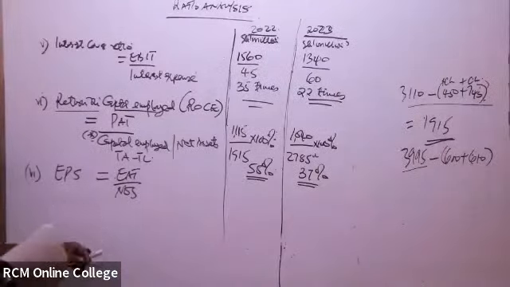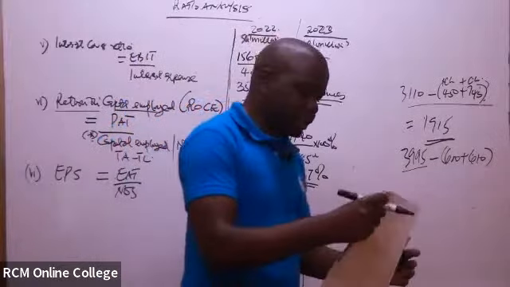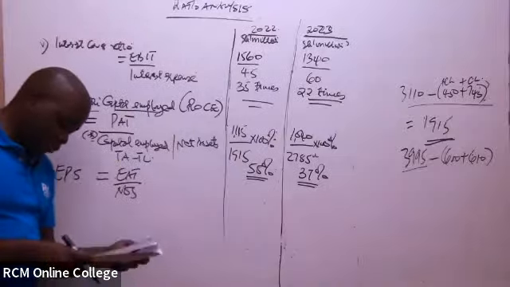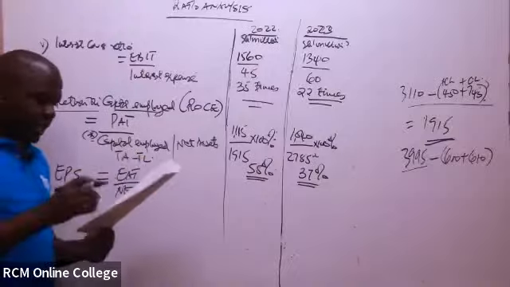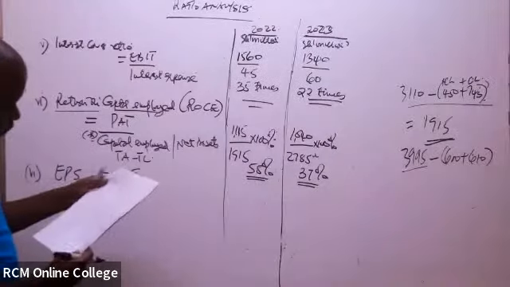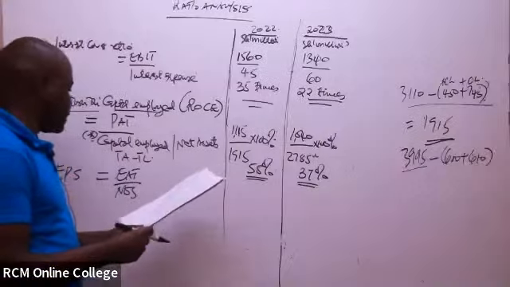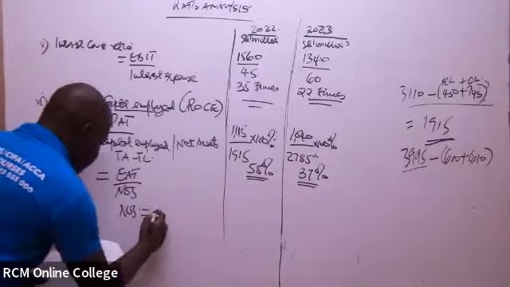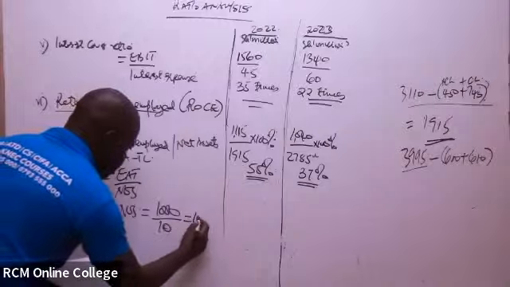You can look at the statement of financial position. Look at the ordinary share capital so that you can know how to get the number of shares. You've been told we have ordinary share capital of shillings 10 per share. So we divide 1 million over 10, and it comes to 100.